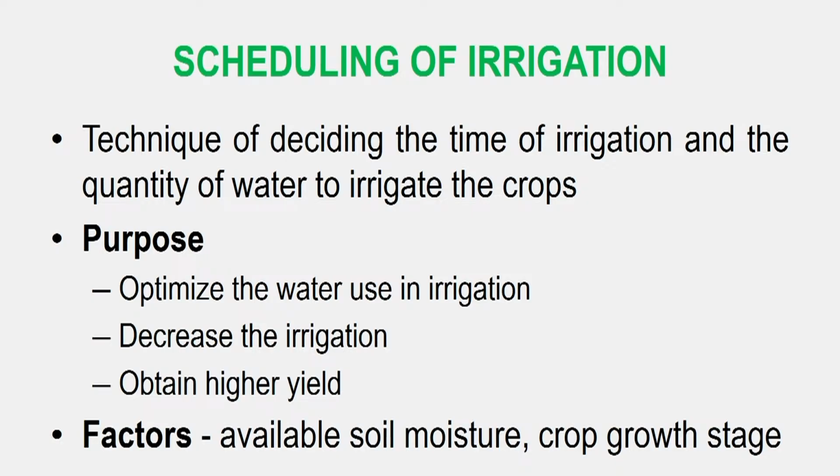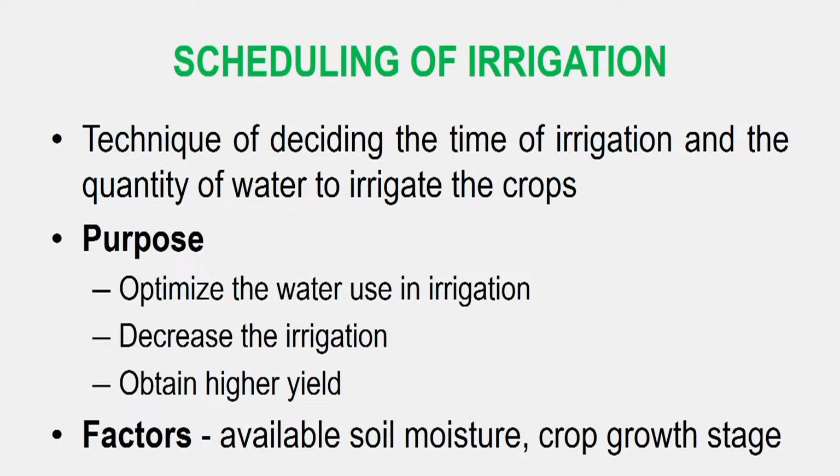So here, the more irrigation water is needed, the more cost will be incurred by the farmer. So scheduling of irrigation is needed, as it helps to decrease the farmer's irrigation requirement. It also helps to obtain a higher yield.